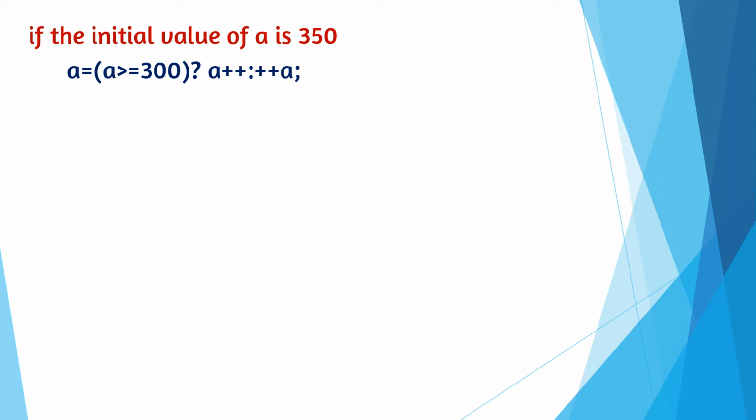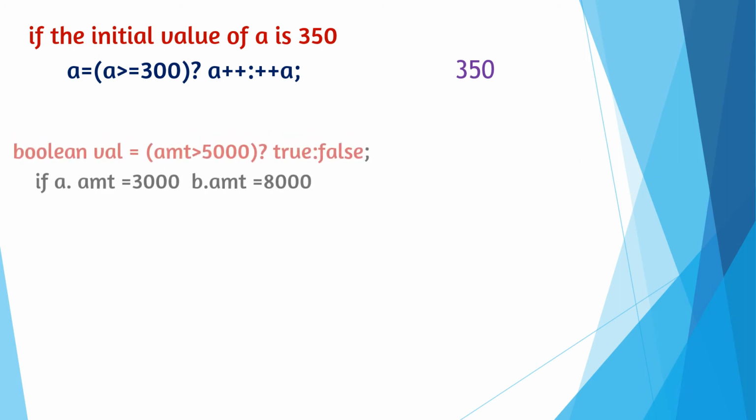The next question: if the initial value of A is 350, what will be the output when we write A is equal to A greater than or equal to 300, question mark, A plus plus, colon, plus plus A? That means prefix and postfix are given here. First of all, we check the condition: A greater than or equal to 300. Here A is 350, so the condition is true. The first expression will be taken. That means postfix: the value will be used first, and only then the change will be made. So the value is 350, and 350 will be stored in A. So the answer is 350.